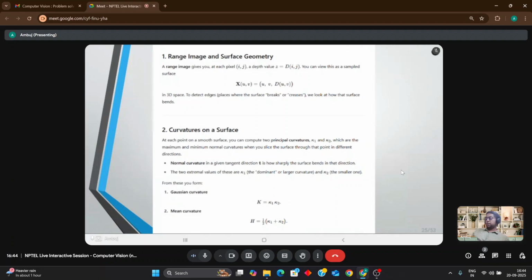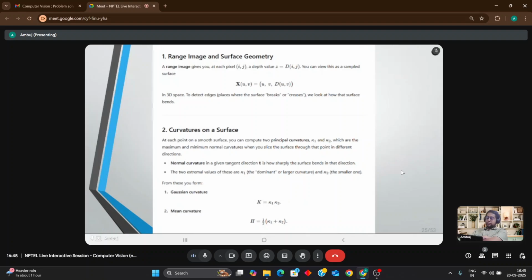Now, let me explain what a range image and surface geometry are. The range image gives you at each pixel (i, j) a particular depth value, which is z, d(i,j). You can view this as a sampled surface, X(u,v) = (u, v, d(u,v)), on a grid space. In order to detect edges, we look at how the surface bends.